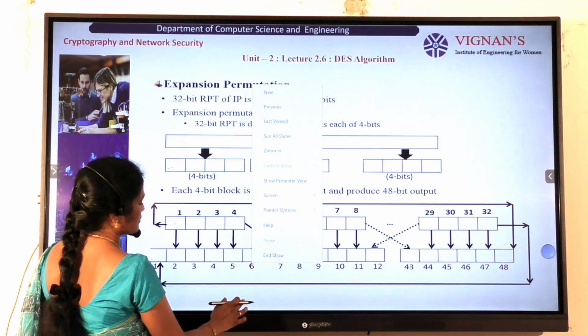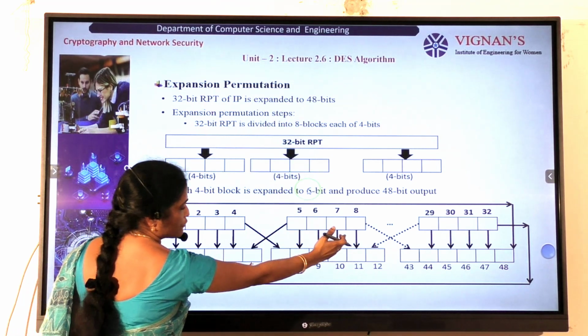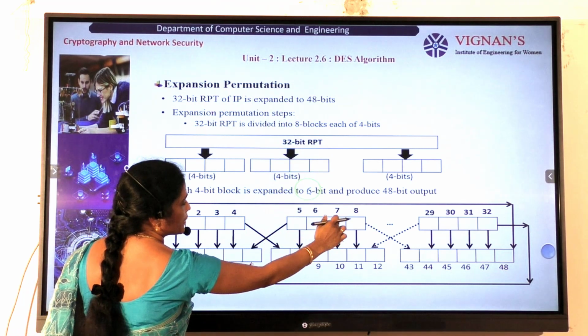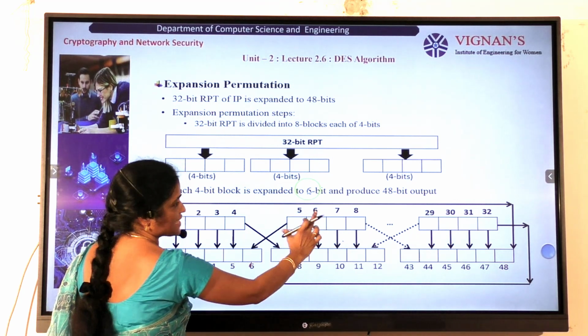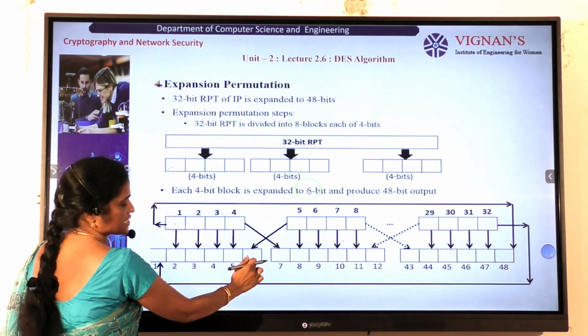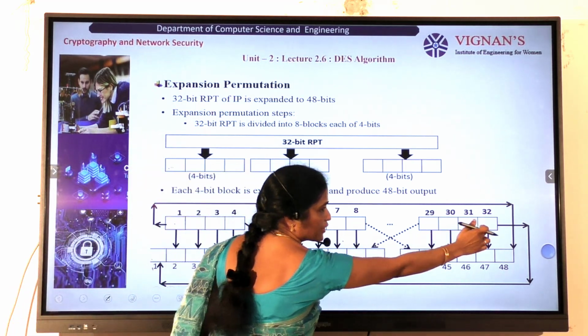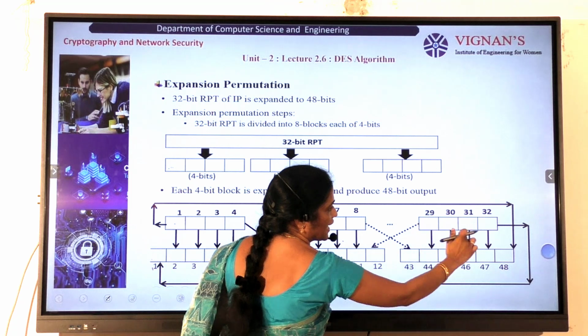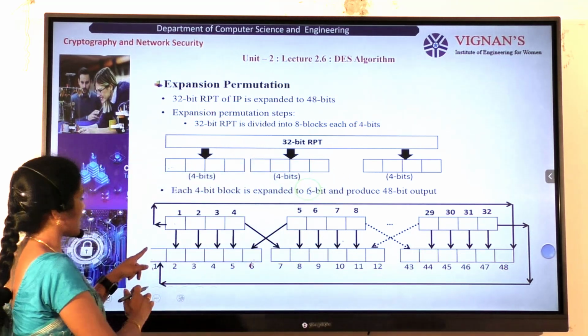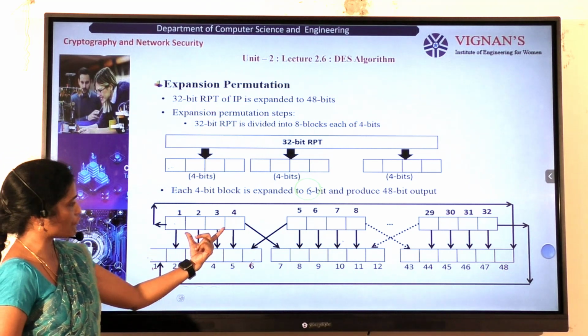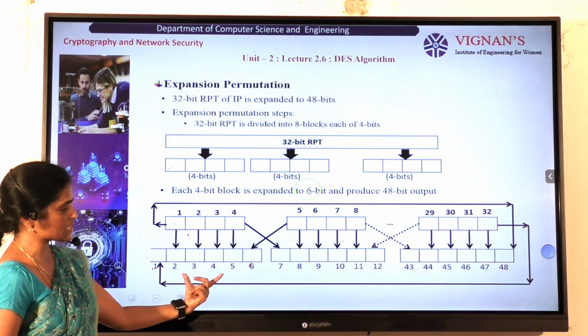So how do we get this first bit and this 6th bit? In this first bit, whatever the bit is in the first position of the next 4 bits is transferred as the 6th bit. And whatever the last bit of the 8th block is, it is transferred to act as the first bit. So like this, these 4 bits are expanded into 6 bits.